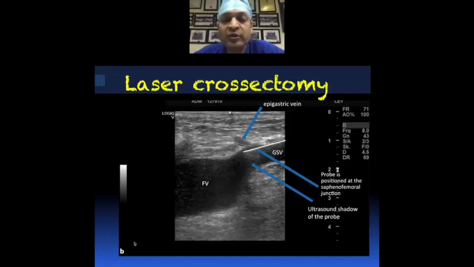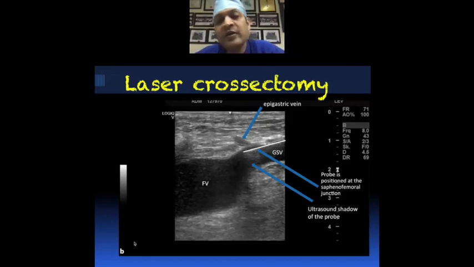Now, from the last 2 years, what we saw is that when you follow up these patients, there is a reflux in the anterior accessory saphenous vein. So the patient comes back to us with a recurrence. So in these patients, to avoid this recurrence in 14 to 18% of patients, what we can do is we can take the laser fiber up to the saphenofemoral junction and burn the vein from the junction.